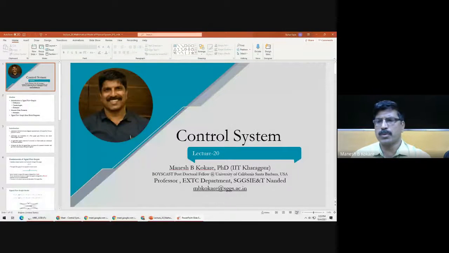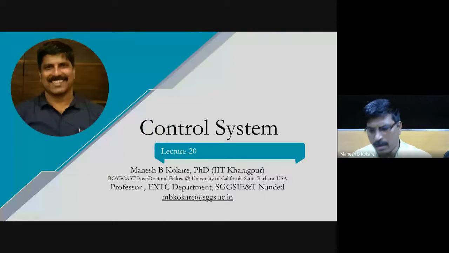Okay, so welcome to lecture number 20, and today we will study about signal flow graph. In the last lecture, we studied how to find the transfer function by using the block diagram reduction technique. In that, we have seen simple systems as well as multi-input, multi-output systems. Now, this block diagram reduction technique is somewhat tedious, and it is time-consuming.